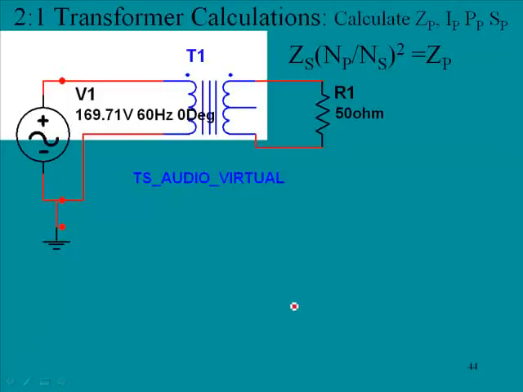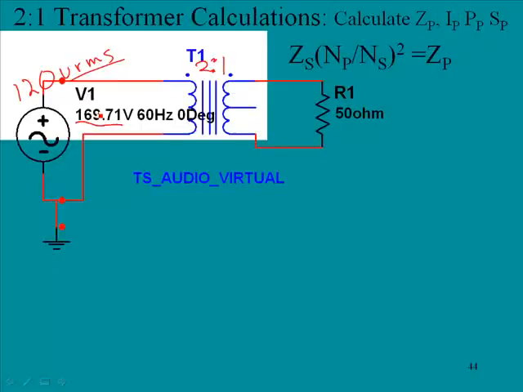Here we have a virtual audio transformer. This is one from Workbench. This particular one has a 2-to-1 ratio, and we're showing 169 volts here. Now that is a peak value. Actually, this is 120 volts if we consider RMS, and this is what you would see out of the wall. If you measured it with an oscilloscope, that's what you would see as the peak value.